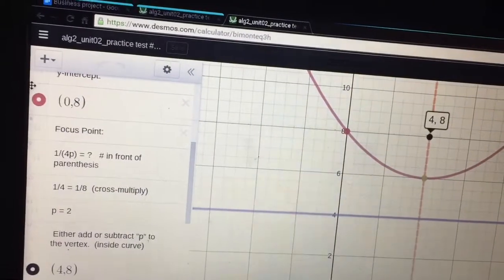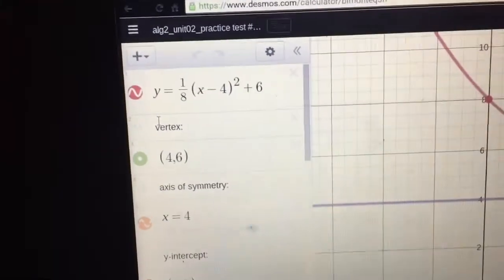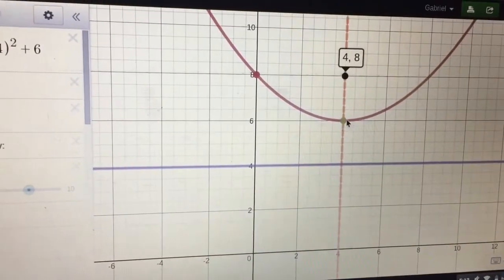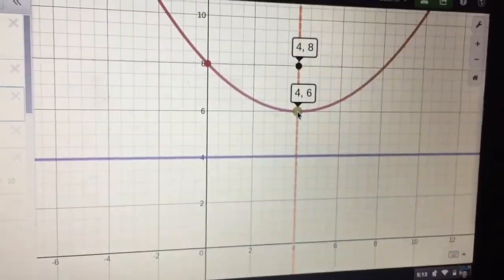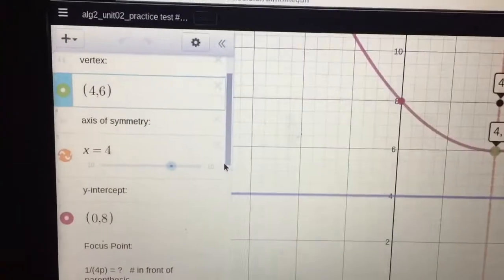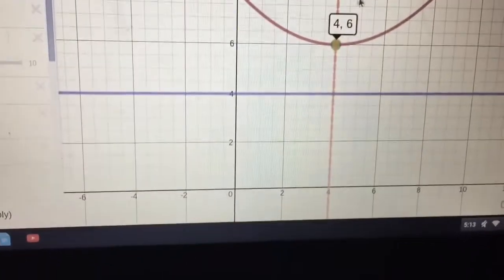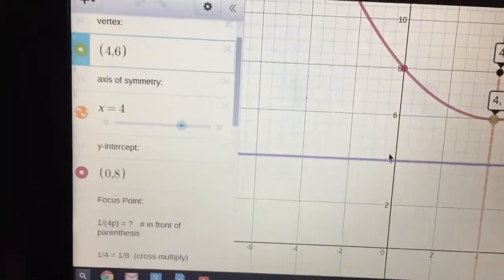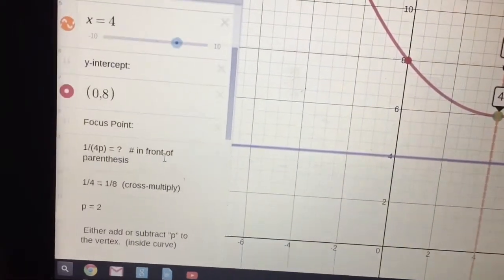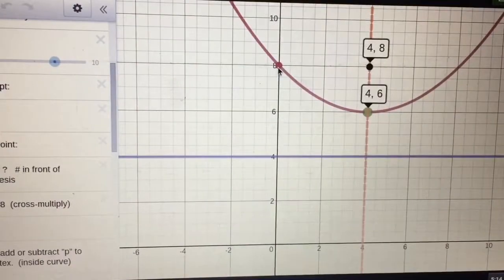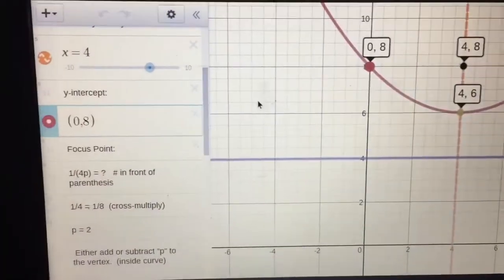So first off, you have to find the vertex, which is (4, 6). That would be right here. There's (4, 6). Then you have to find the axis of symmetry, which is going straight down the middle of it, so that would be x equals 4. Now we have to find the y-intercept. The y-intercept is the point that crosses the y-axis.